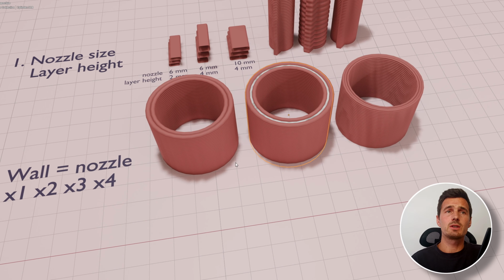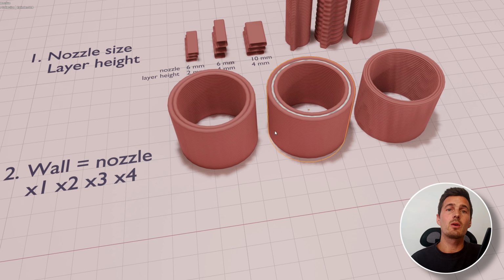So the main message is you are designing with the nozzle width. The nozzle width cannot be changed during the print. So within your whole object, you have to consider the same nozzle width and design with that nozzle width.